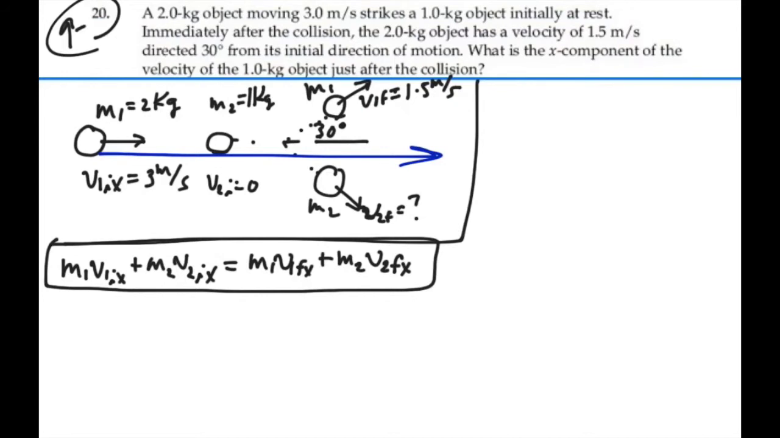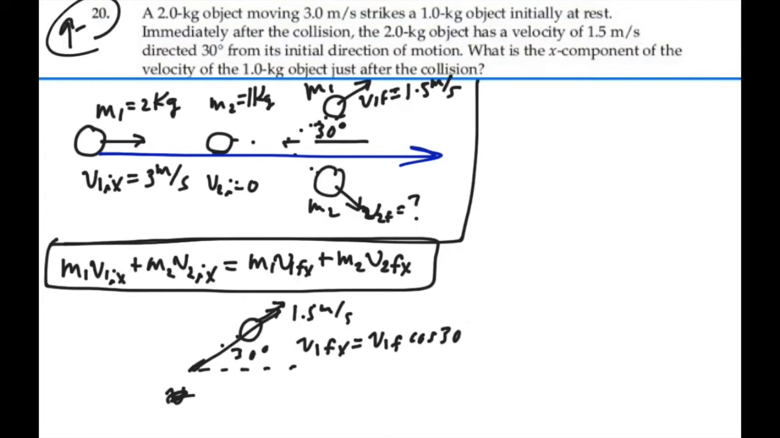Now, our final velocity for mass 1 in the x direction is going to be this component of this velocity being 1.5 meters per second. That's going at a 30-degree angle. So our V1 final x is going to equal V1 final times the cosine of 30 degrees. That's going to be equal to 1.5 times the cosine of 30 degrees, and that is equal to 1.299, so we'll say 1.3 meters per second.